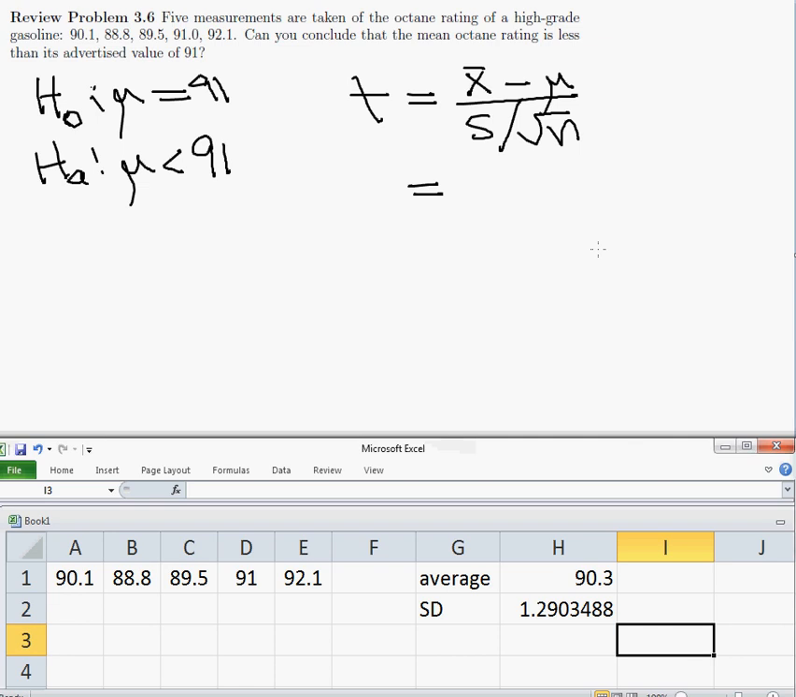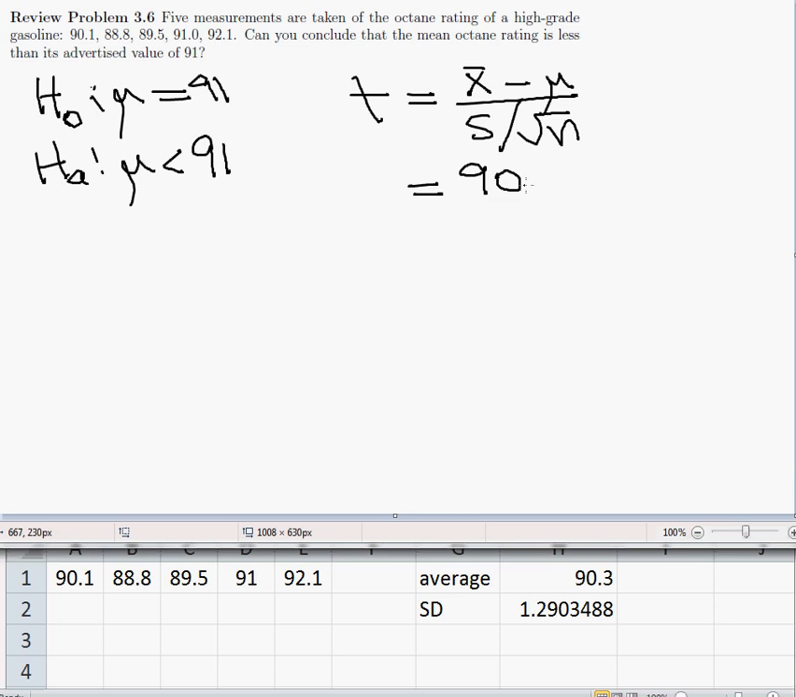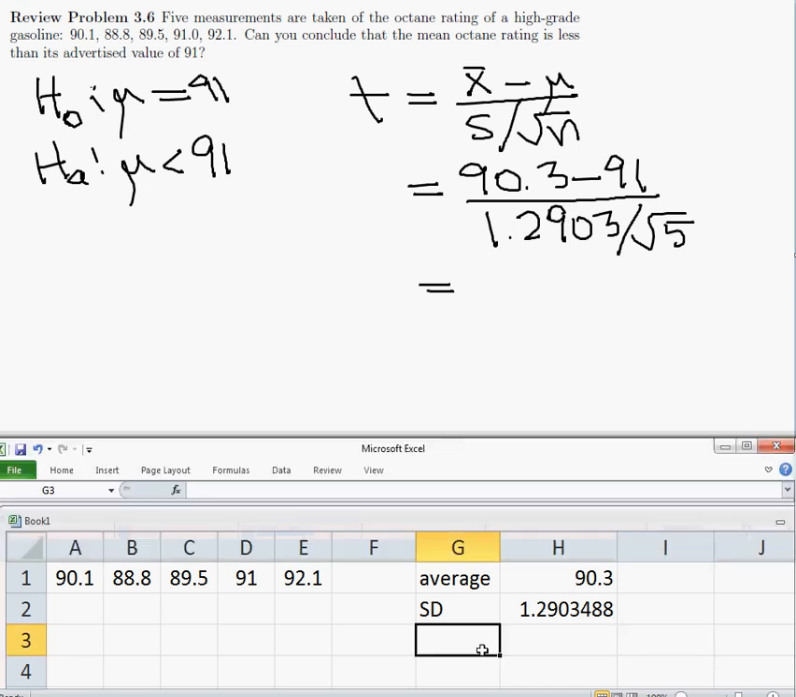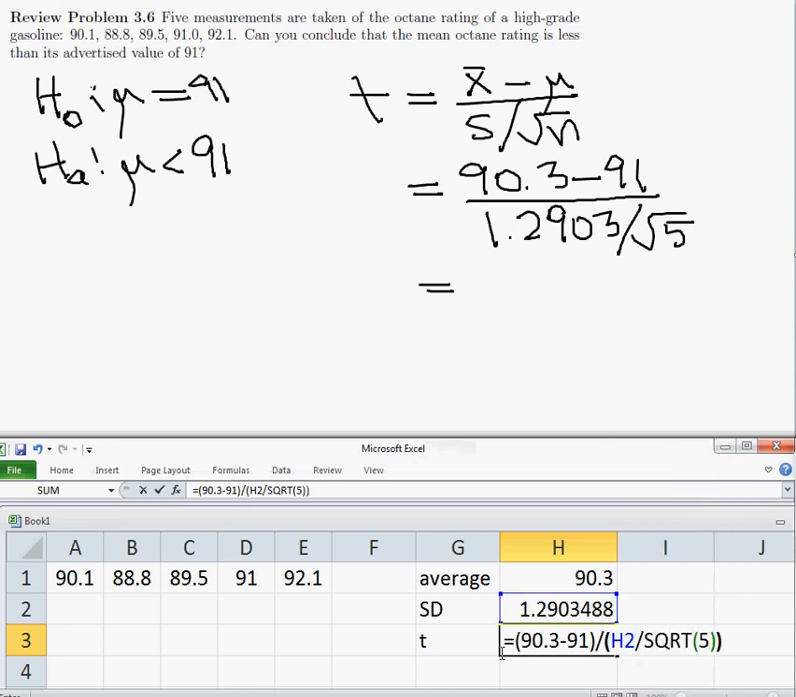And so let me write down what we're about to compute. Up here we have 90.3 minus 91 over 1.2903 divided by the square root of 5. And so the t value will be equal to 90.3 minus 91 over the standard deviation over the square root of 5. So negative 1.213.